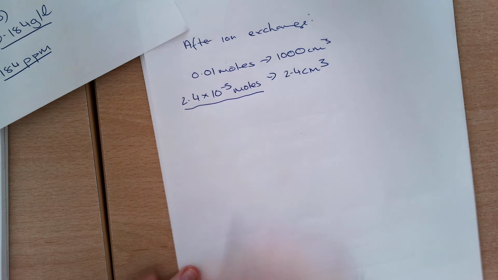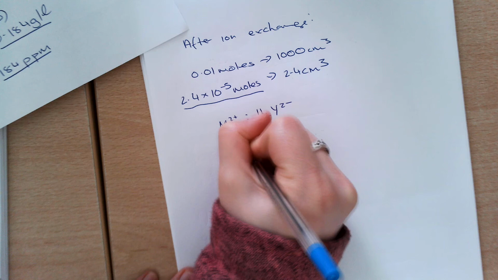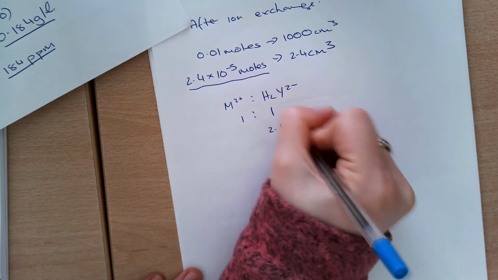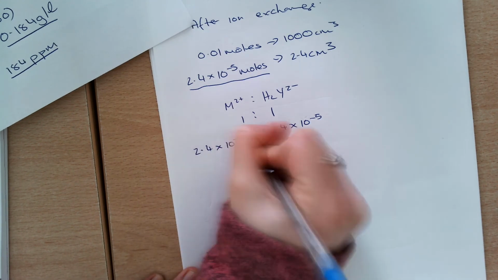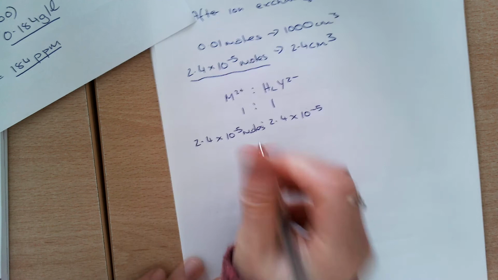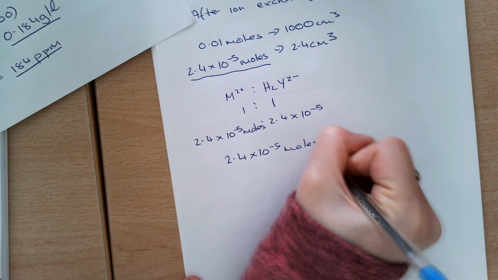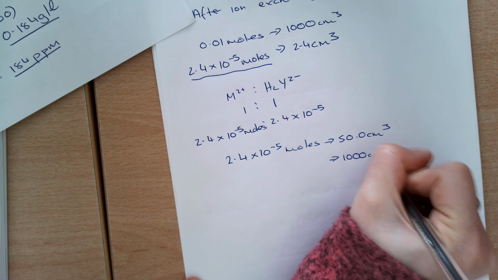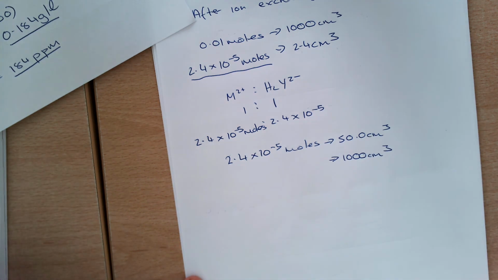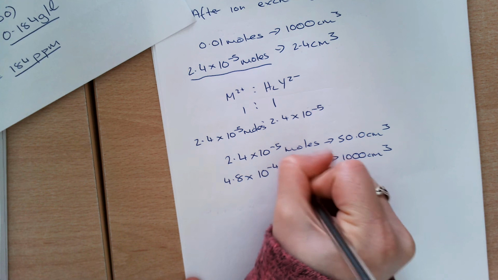Okay, now that is my number of moles of EDTA, so I then need to put that in a ratio. If I have 2.4 by 10 to the minus 5 moles of EDTA, I also have 2.4 by 10 to the minus 5 moles of my calcium 2+ ions. I was told in the question again I used 50 centimetres cubed. So to get my number of moles, I multiply by 1,000 and divide by 50, which gives me an answer of 4.8 by 10 to the minus 4 moles.